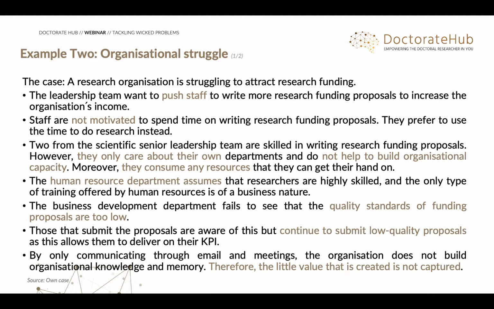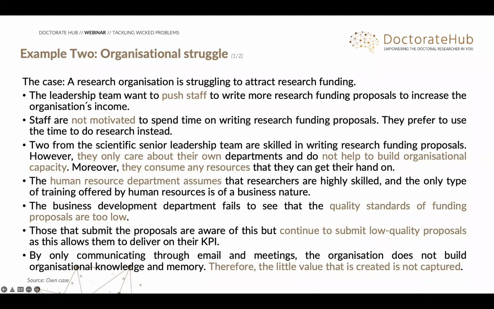Now, to make things worse, there was no communication and knowledge management system in place in the organization, so they were only communicating either through email or meetings. And all of the knowledge that was created was never captured. So this is a very real situation.